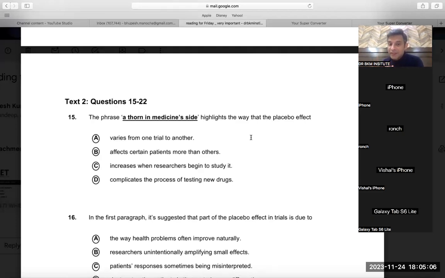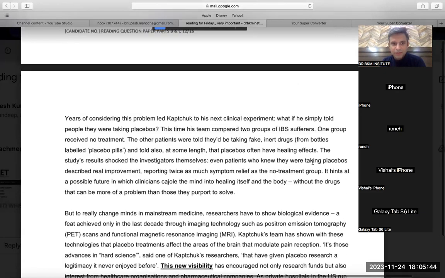So the phrase "a thorn in medicine's side". Thorn: every rose has a thorn, which means every blessing has a curse. So thorn is a negative word here. First of all, you should try to understand the tone of the question. In questions like these, when they are talking about some negative and positive word, "a thorn in medicine's side" means something is negative. The phrase highlights the way that the placebo effect. So this is the second thing, placebo effect. Let's see what is the meaning of this word.